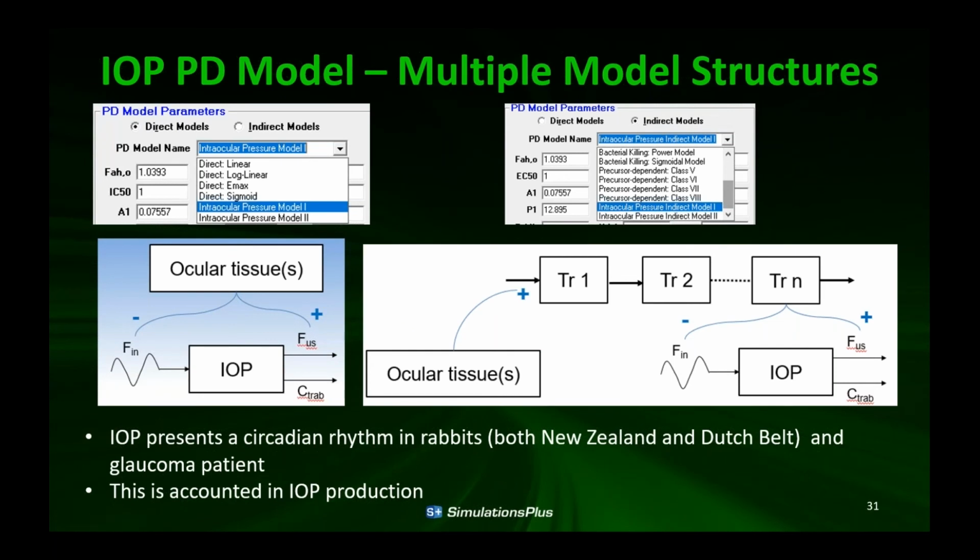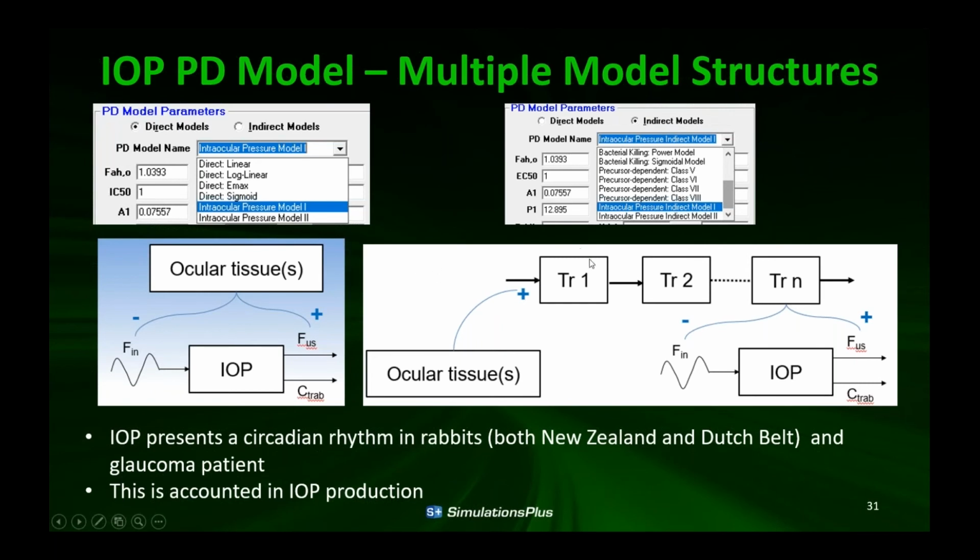For this ocular model, we also add a PD model, the intraocular pressure model. We incorporated multiple model structures. If you have access to this PD plus module, you will find we added two more models as direct models, model 1 and model 2, and also two models in the indirect model.